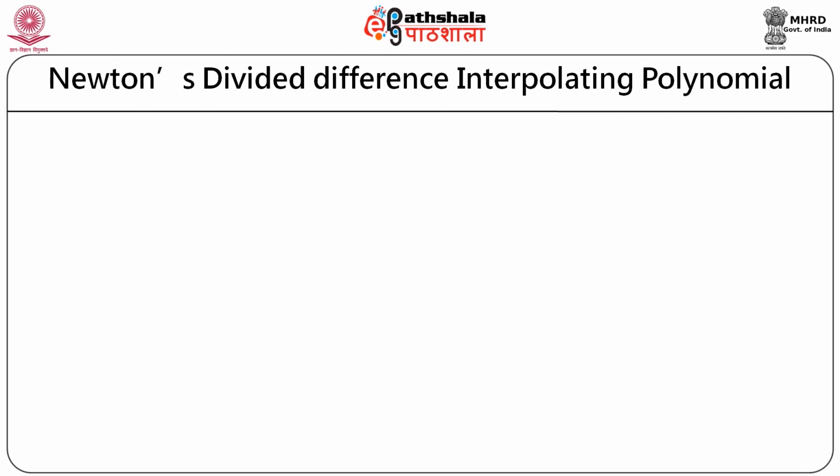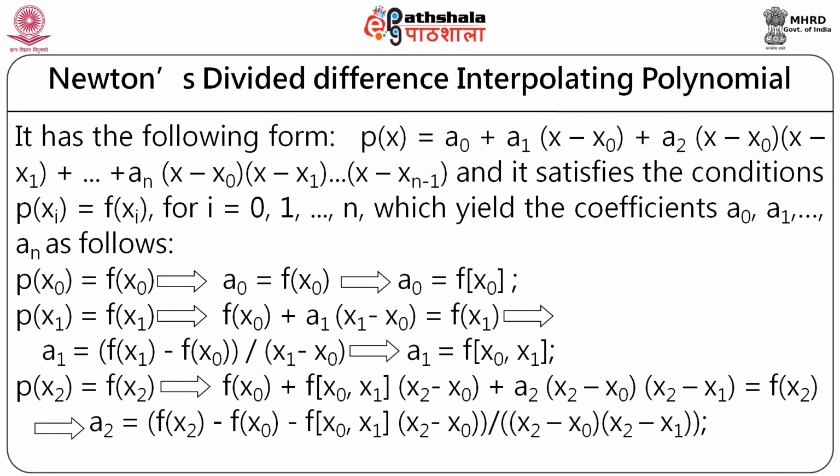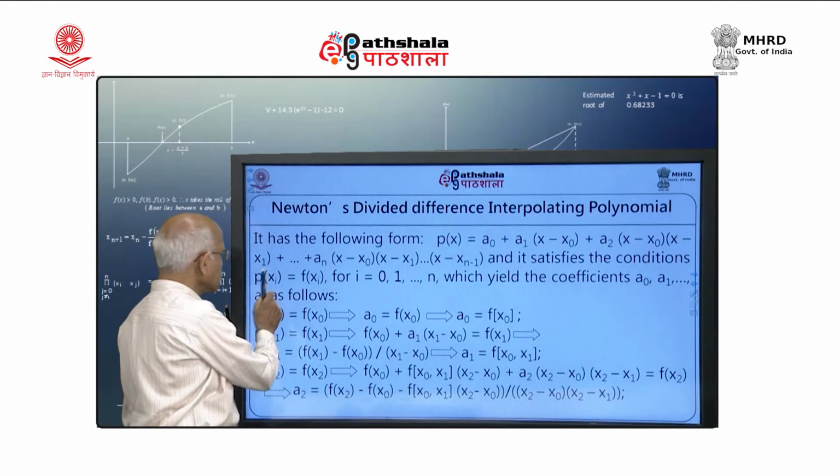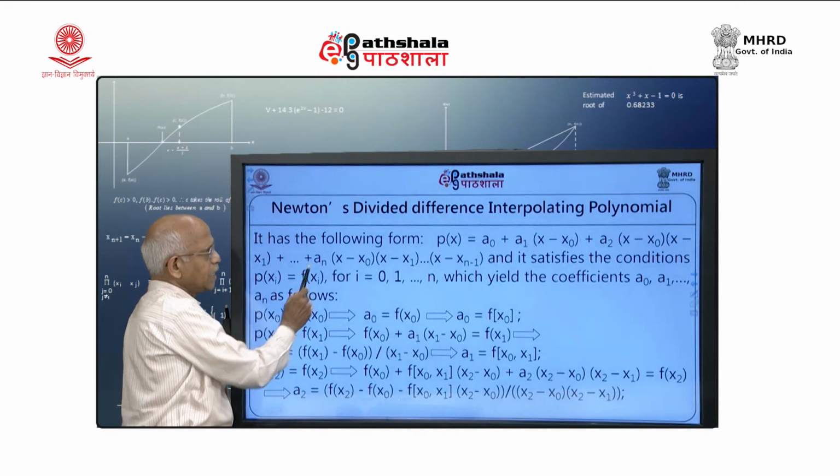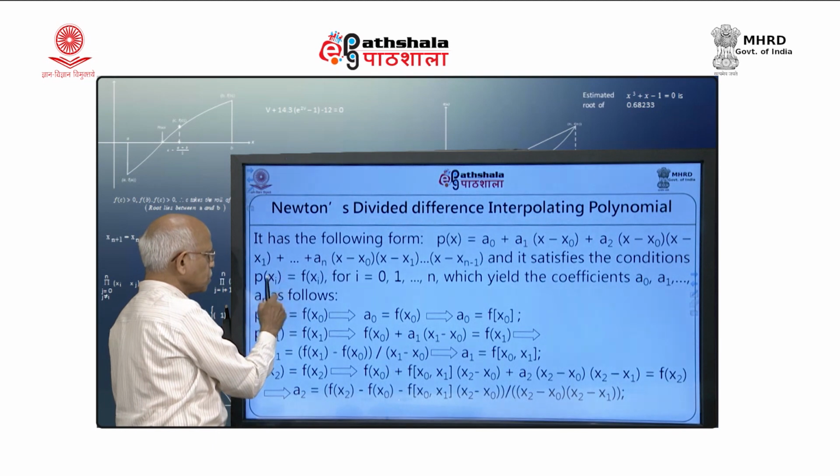Now, we come to the derivation of Newton's divided difference interpolating polynomial. We already mentioned that Newton's divided difference interpolating polynomial is written in this form: p(x) equals a0 plus a1 into (x minus x0) plus a2 into (x minus x0) into (x minus x1), and so on up to n factors like that. And it satisfies the condition that p(xi) equals f(xi) for i equal to 0, 1, 2, 3 up to n, which yields the coefficients. So, there are n plus 1 conditions here and n plus 1 unknowns, so I will be able to get the n plus 1 unknowns using these conditions.